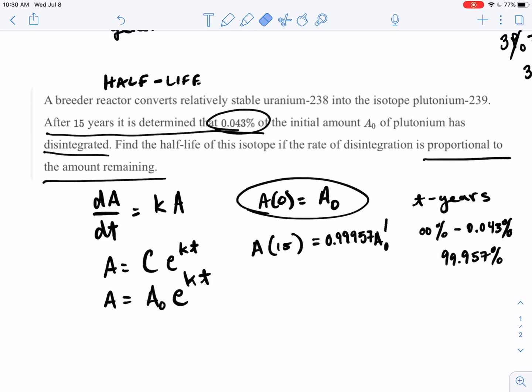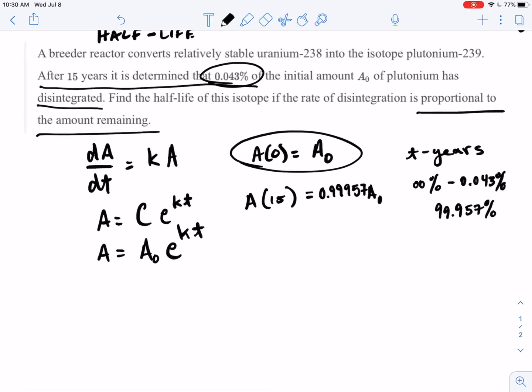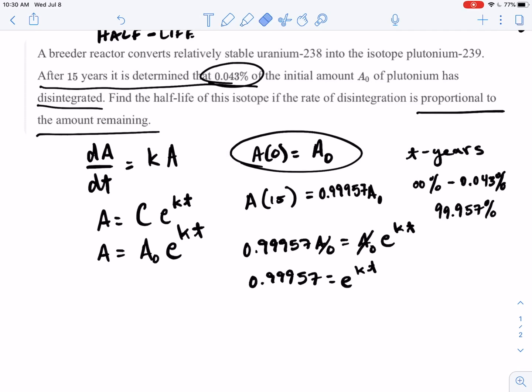Okay. So let's use that to find out what the k is. So I'm going to have 0.99957 of A naught is equal to A naught e to the kt, and now I could solve for k. Right, so I'll have 0.99957 equals e to the kt. Wow, you know what I forgot to do? Put in the 15. Sorry about that.